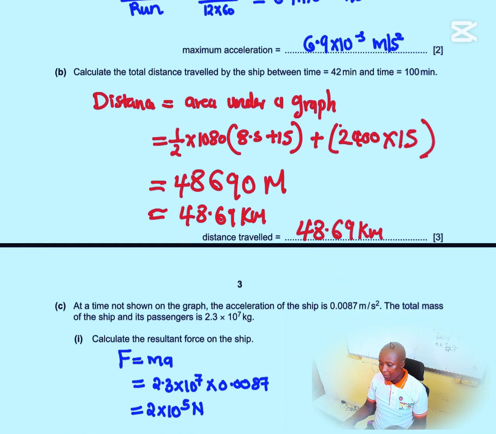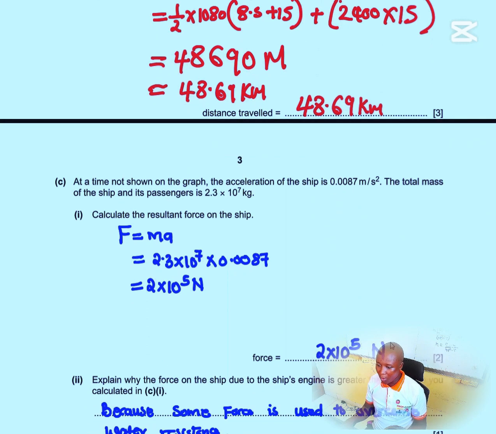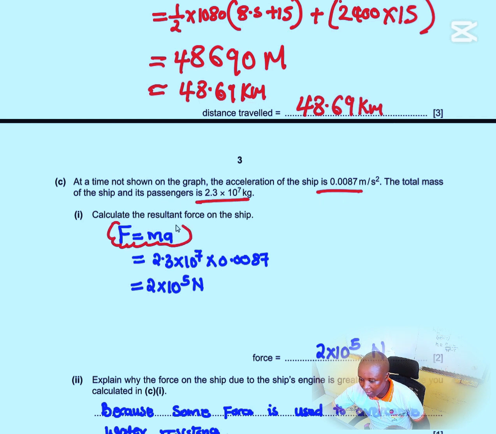So we need to move to the next part, whereby we are supposed to calculate the resultant force that acted on the ship, whereby there is an acceleration of 0.0087, and we are given the mass. We are going to use the relation force is equal to mass times acceleration, and if you apply that, you are going to get your answer 2 times 10 to the power 5 Newton. That's the force. That's according to Newton's second law of motion.